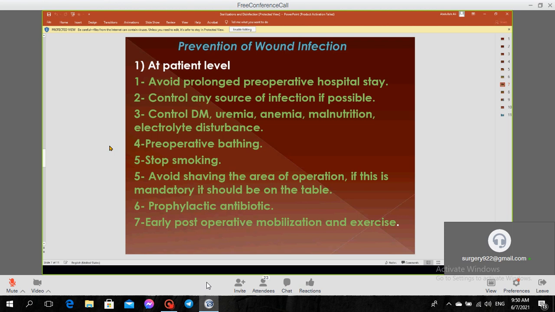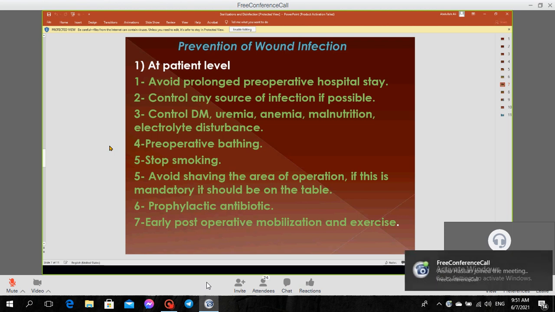Second, you should try to control any source of infection as possible. Control any medical condition that decreases immunity, such as diabetes mellitus, uremia, anemia, malnutrition, electrolyte disturbance. Preoperative bathing. Stop smoking. Avoid shaving the area. If this is mandatory, it should be on the table, either on the table or immediately before operation.